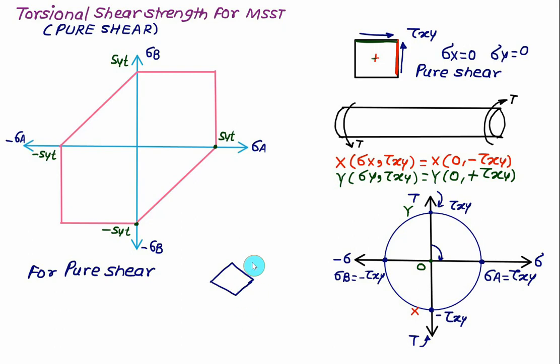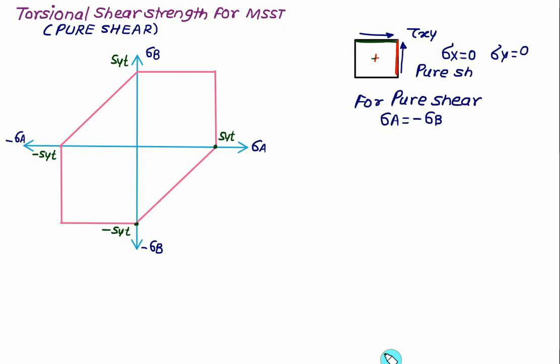In the Mohr circle, the angles are 2 theta, so this value is equal to sigma A, which is tension, and sigma B is in compression. And this angle is the same, equal to 45. So for pure shear we can say the value of sigma A is equal to minus sigma B. Both values are equal in magnitude. So for pure shear, sigma A is equal to the negative value of sigma B.